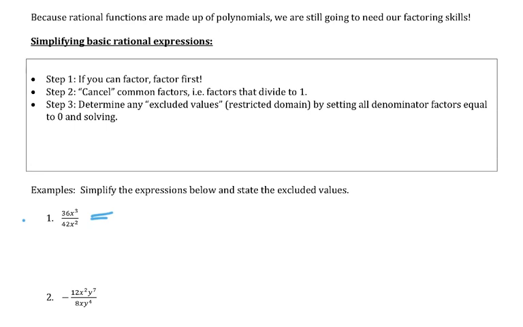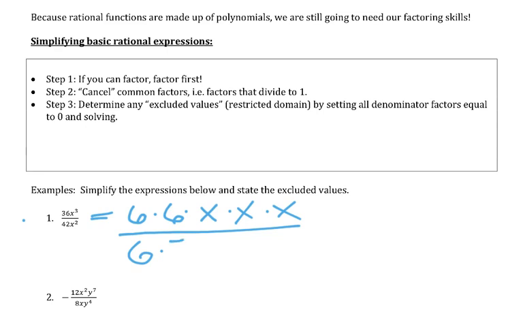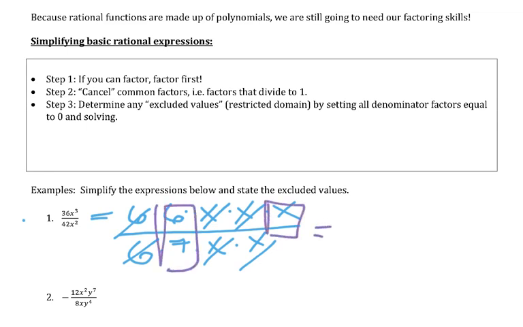Factors are just things that are being multiplied. So I could think of 36 as 6 times 6, and I know x cubed is x times x times x. So this expression has been factored now. And 42 I know is 6 times 7, and x squared is x times x. So if we expand everything, we can see that our 6's cancel, and we have 2 sets of x's that cancel. So that leaves us with 6 over 7 and this x. So the simplified expression is 6x over 7.